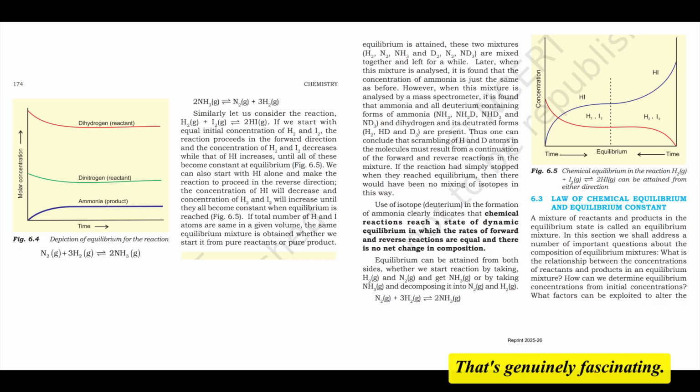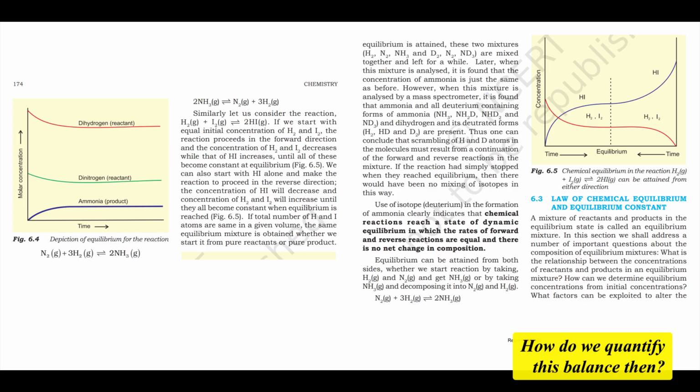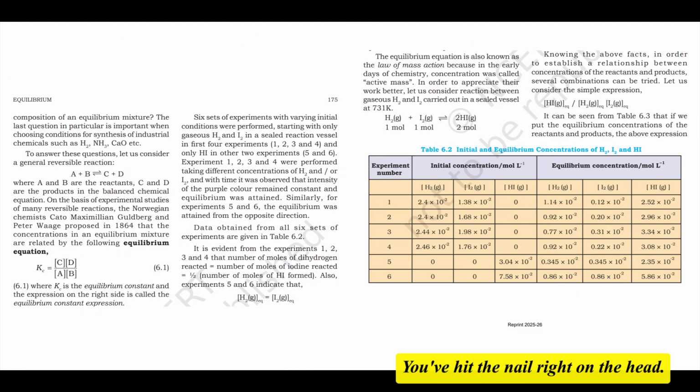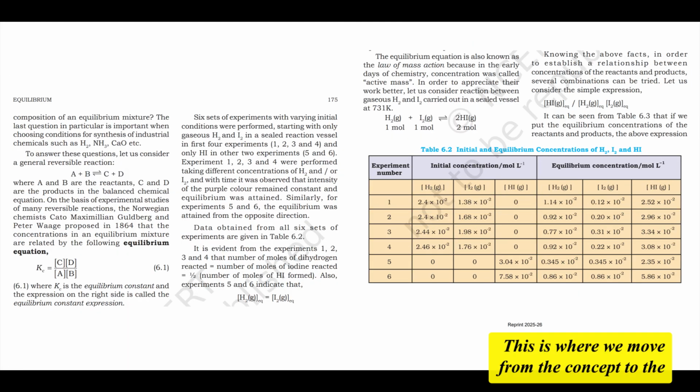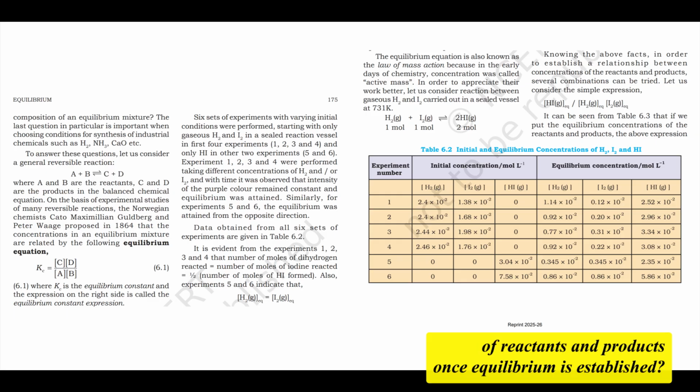That's genuinely fascinating. So the reaction is constantly balancing itself. How do we quantify this balance then? I assume that's where the law of chemical equilibrium and this thing called the equilibrium constant come in. You've hit the nail right on the head. This is where we move from the concept to the calculations, which are so important for JEE and NEET. The core question becomes, what's the mathematical relationship between the concentrations of reactants and products once equilibrium is established?